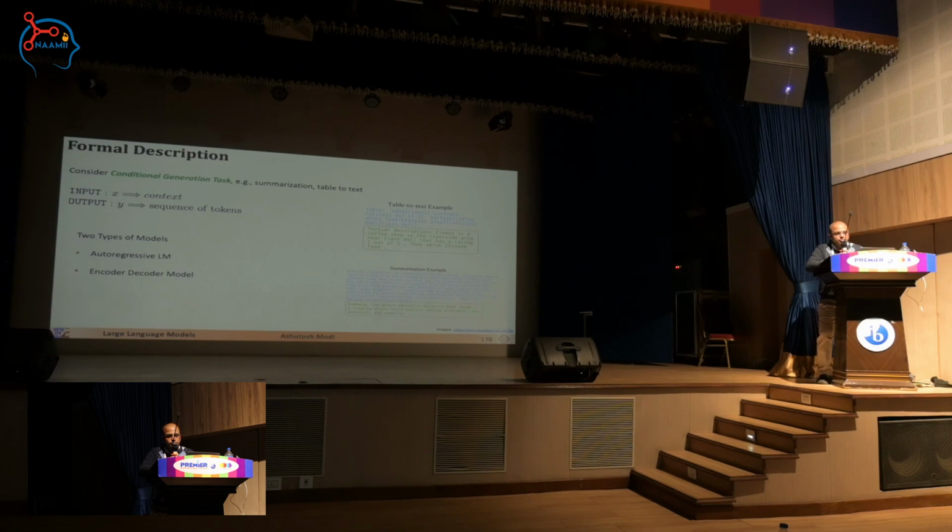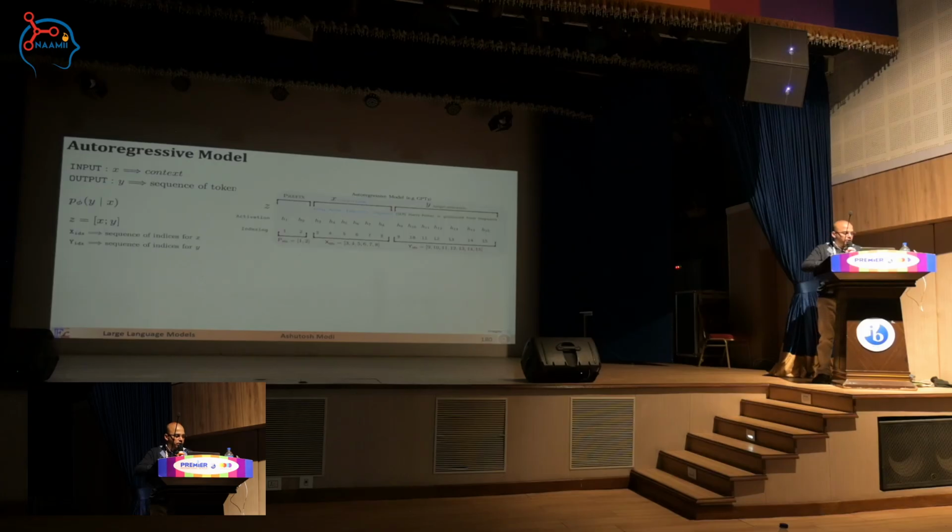We have seen these two models before, right? Auto-regressive is sort of a decoder-only model, where you generate token by token. Given some prompt, you generate token by token. And in encoder-decoder, you give the prompt as input to the encoder, and then the decoder will generate auto-regressively.